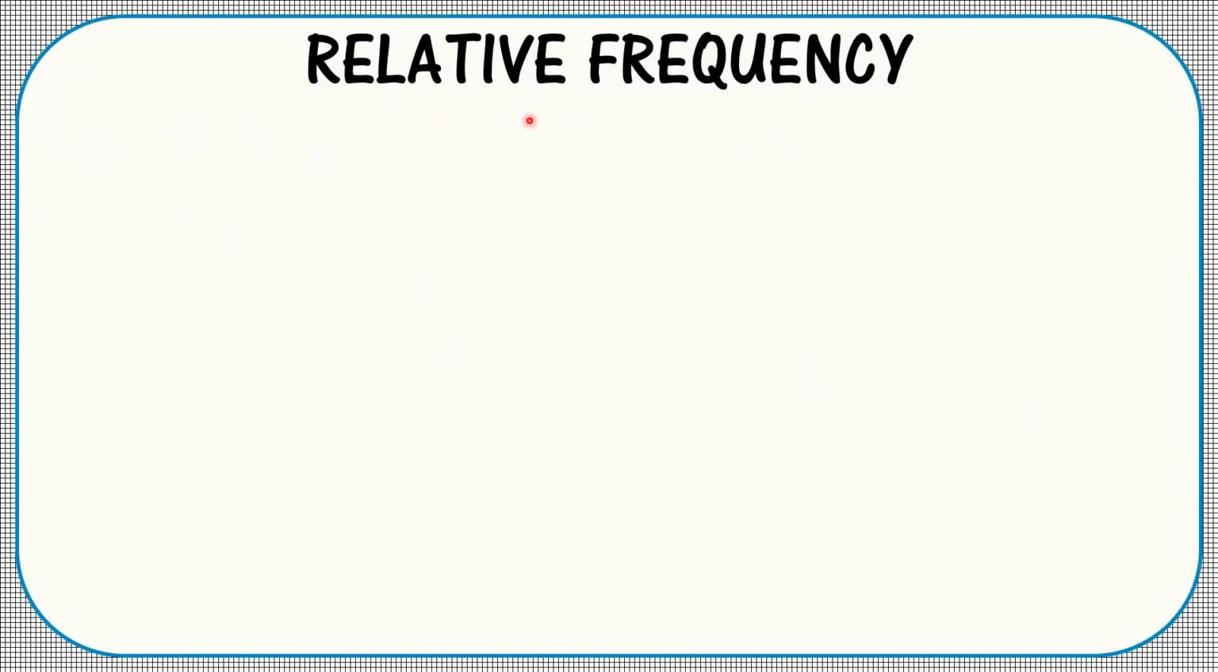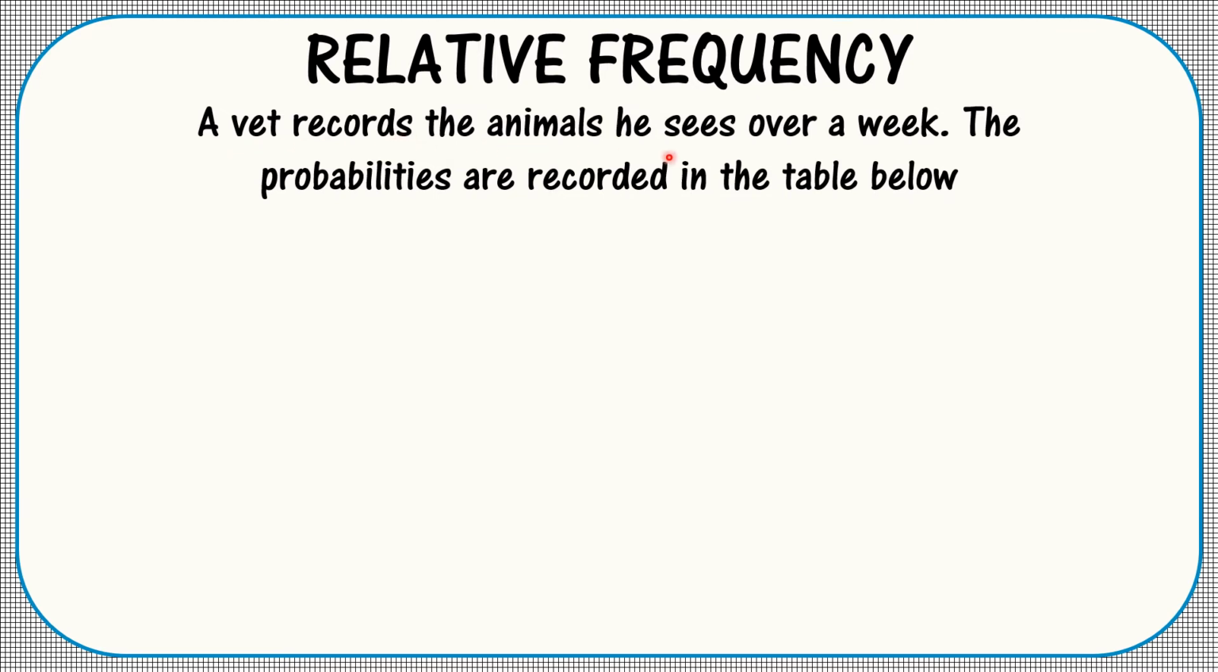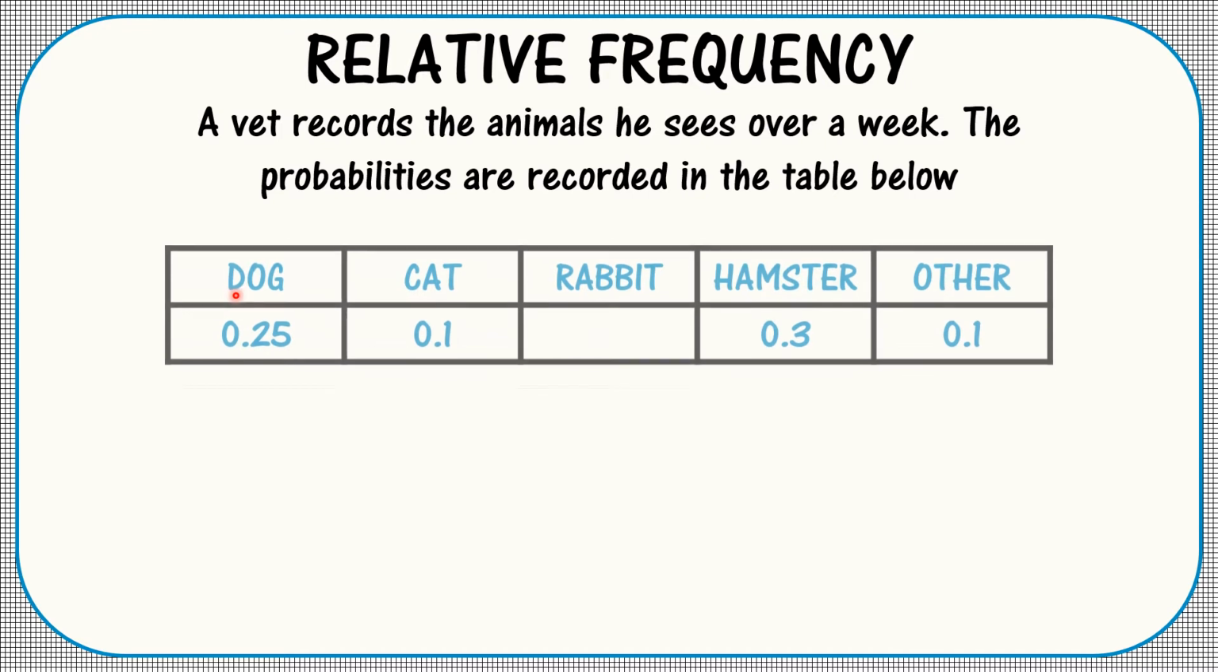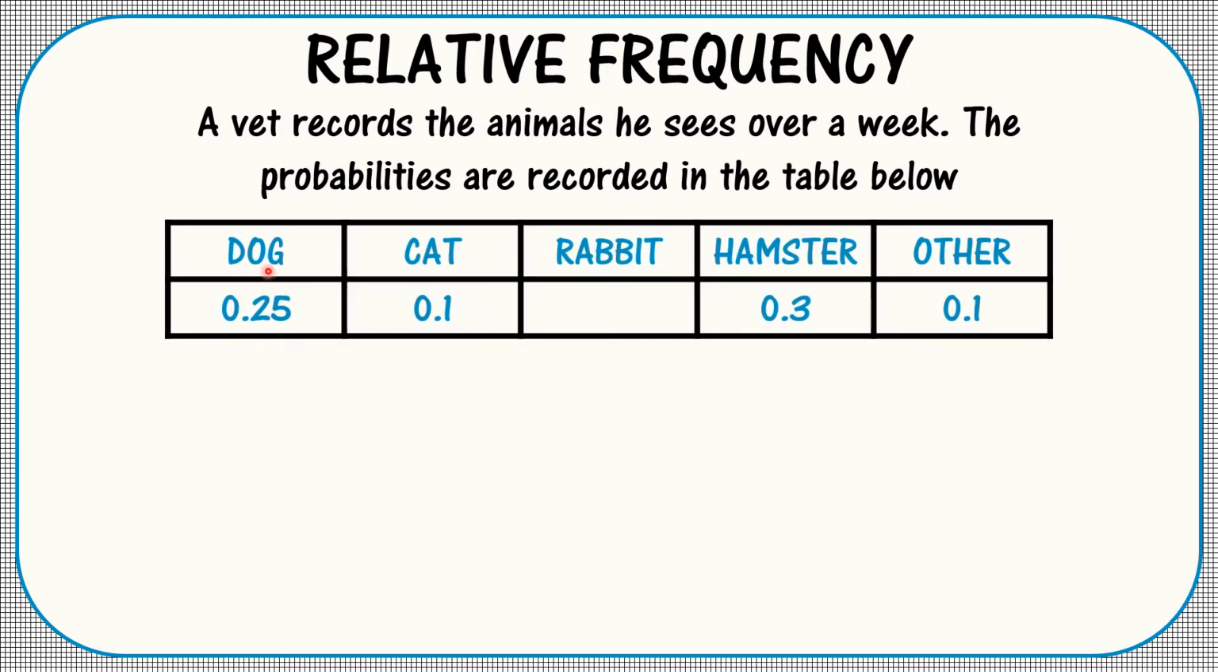Let's go through another example. A vet records the animals he sees over a week. The probabilities are recorded in the table below. So the probability that he will see a dog is 0.25. The probability that he will see a cat is 0.1. The probability that he will see a hamster is 0.3. And the probability that he will see other is 0.1.